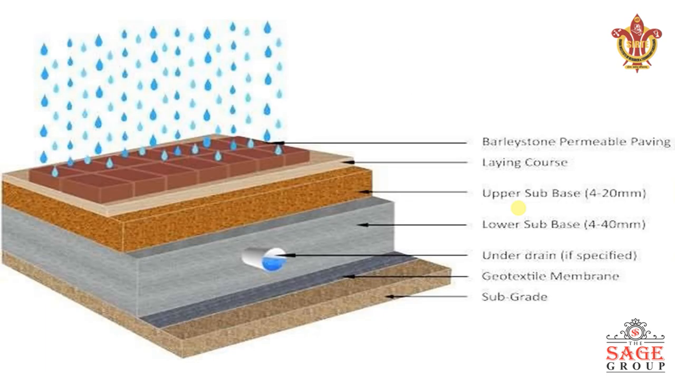So here we can see the different layers and components of a pavement. The bottommost layer is the subgrade. Second last we have the geotextile membrane. Then we have the under drain installed. Then we have the lower subbase, the upper subbase, the laying course and the permeable paving. So this is a typical example of a design of a pavement.